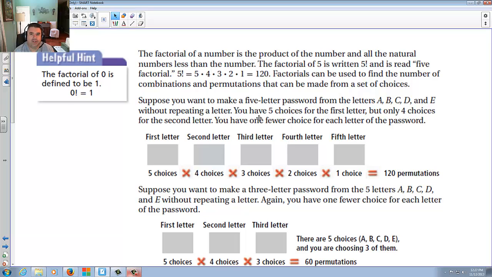without repeating the letter. So you have 5 choices for the first letter. You can pick A, B, C, D, or E. So let's say I pick C. Alright, well C is no longer an option. So for my second letter, I only have 4 choices to choose from.